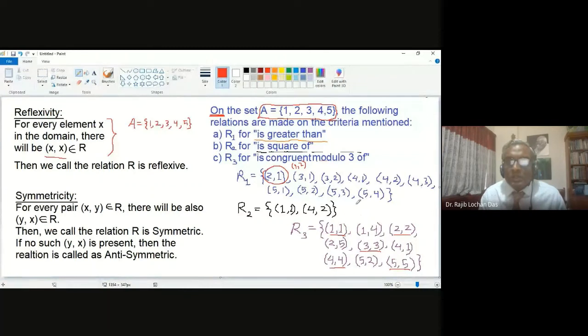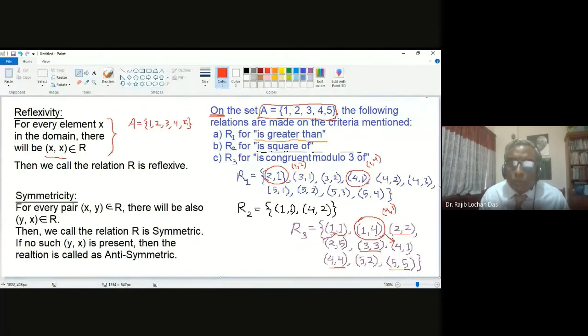Say there is 4 comma 1. So do you also have 1 comma 4? If not, then it is not symmetric. Here also you will check for R3. You have 1 comma 4. Do you have 4 comma 1 also? Yes, you have. So you have 4 comma 1 also available.